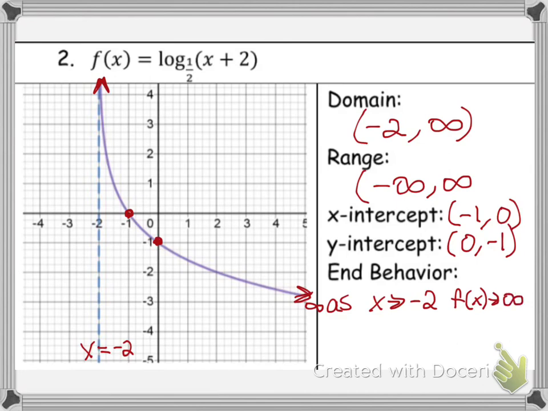Now on the right side of my graph, my x's are all going to be positive numbers, so it's going to approach positive infinity. And as you can see, the arrow is going down and down and down, so my f of x is going to be approaching -infinity.